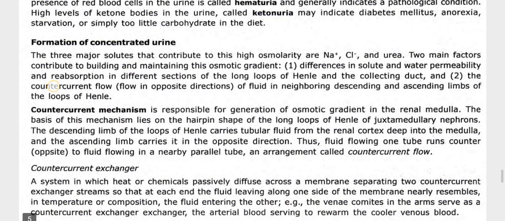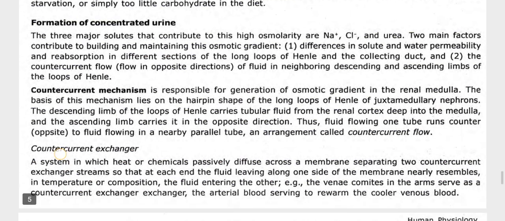Then formation of concentrated urine. The three major solutes that contribute to its high osmolarity are Na plus, Cl minus, and urea. Two main factors contribute to building and maintaining its osmotic gradient: differences in solute and water permeability and reabsorption in different sections of the long loop of Henle and the collecting duct, and countercurrent flow in opposite directions of fluid in neighboring descending and ascending limbs of the loop of Henle.